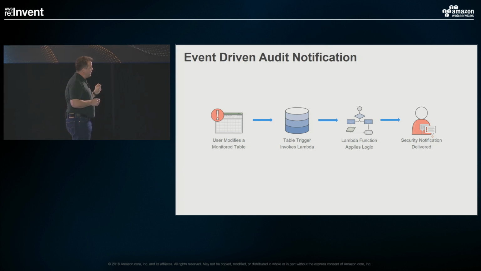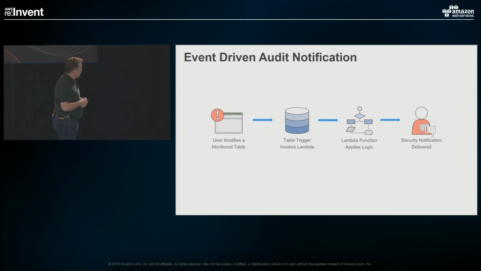Another nice feature is the event-driven audit notification. So recently, it's been a few weeks now, we announced the integration of AWS Lambda with Amazon Aurora. And what that means is that you can invoke a Lambda function from within the context of SQL statements inside of Aurora. So sounds interesting, but maybe you'd say, why would I use that? What would be the use case for that? Here is an example of one use case for that.